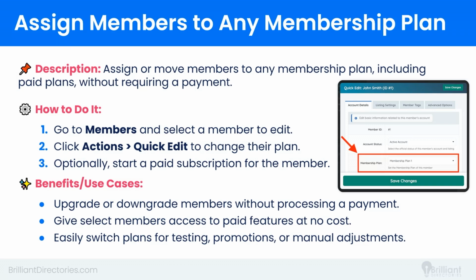It's in the quick edit options when you're editing an individual member. You go to the My Members section in the admin area, find the individual member you're looking for, go to the actions drop down that you see for every member, and then go to quick edit. Right in quick edit, the second option is for their membership plan, and you'll get a drop down with all of the membership plans that you have on your website.